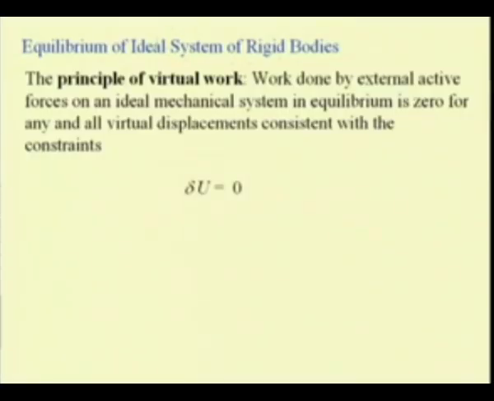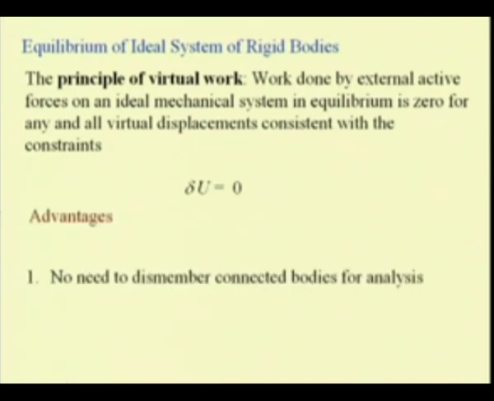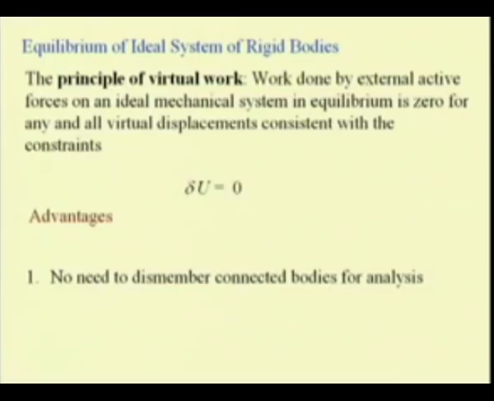So, when we apply this equation to the ideal system of rigid bodies, the principle of virtual work becomes: the work done by the external active forces on this ideal mechanical system in equilibrium is 0 for any and all virtual displacements consistent with the constraints. So, we can write delta U equal to 0. The advantage is that we do not need to dismember, because we have already seen that the internal forces do no work. So, for the analysis we do not need to dismember.